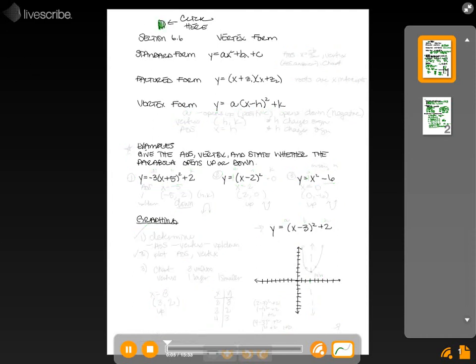Alright, these are our notes for section 6.6, and 6.6 is on vertex form. Vertex form is the third form we've learned for expressing a quadratic equation. First we learned standard form.